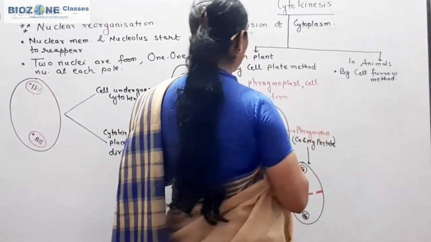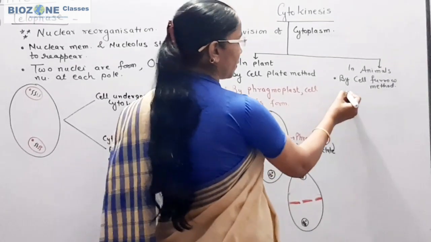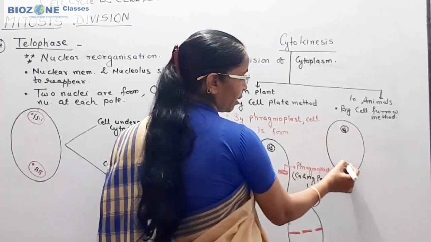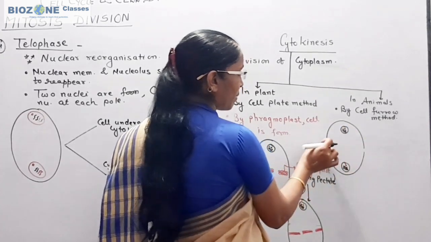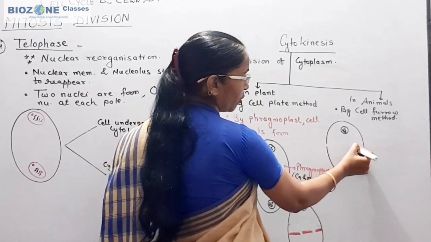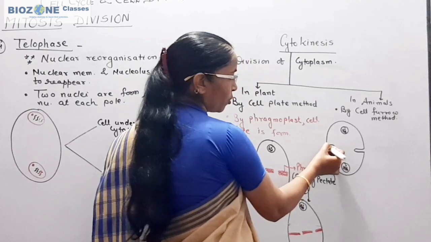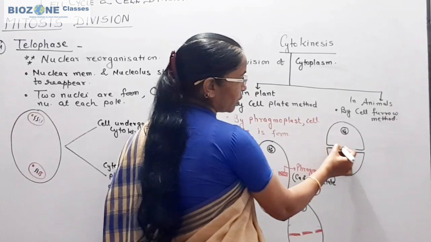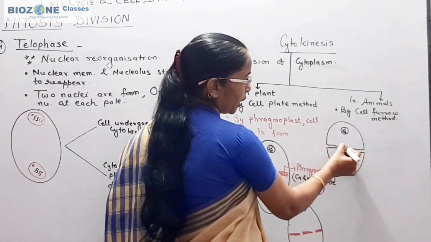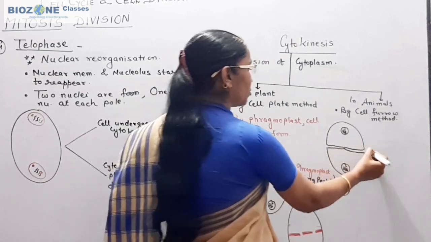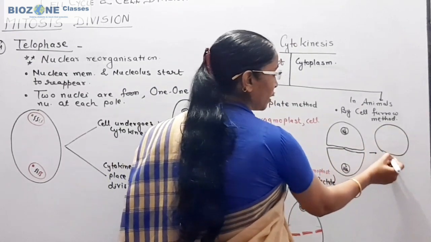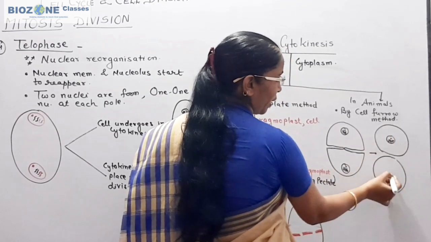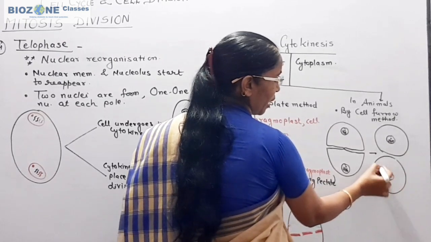When we come to animals, simply remember that when the cell completely shows the nuclear division, after that the plasma membrane from the center slowly develops a furrow, and this furrow gradually extends. Where is it happening? From the periphery it extends towards the center. So slowly this furrow extends towards the center, and after some time both the cells get separated from each other, and the nucleus occupies the center position in animal cells.